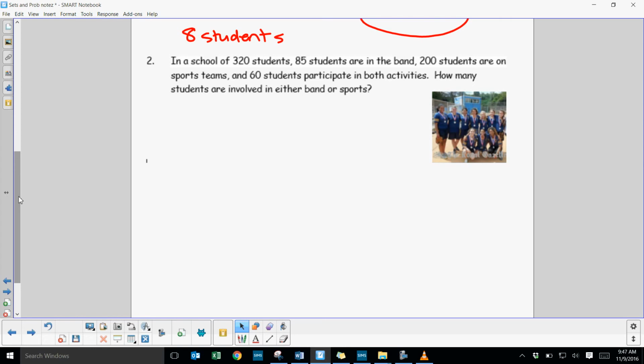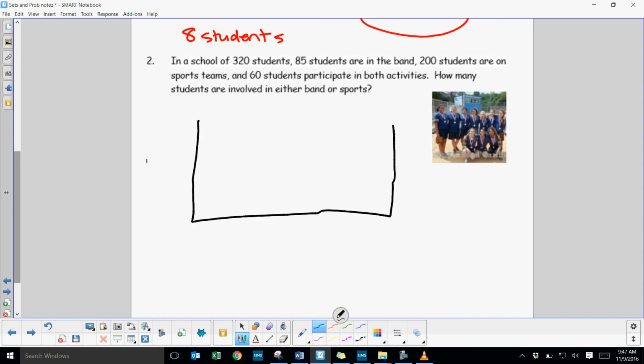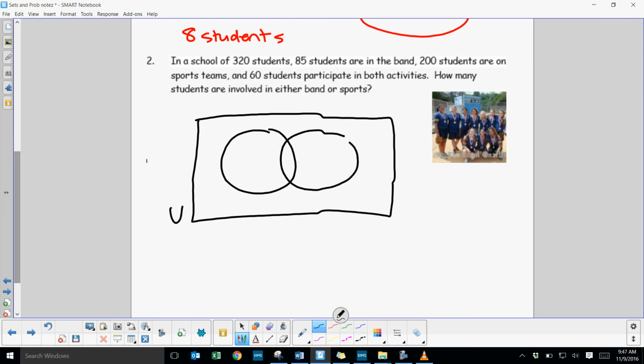So again, there are only 2 things. Band and sports. So we can call it set B and set S. I always start by drawing my box on the outside first and drawing my U before I forget to do that. Are there any in the intersect? 85 in the band, 200 are in sports, and 60 study both. So there is an intersect, and we can draw 2 intersecting circles. If they said no students study both, it would be like this. But quite often there is an intersect.